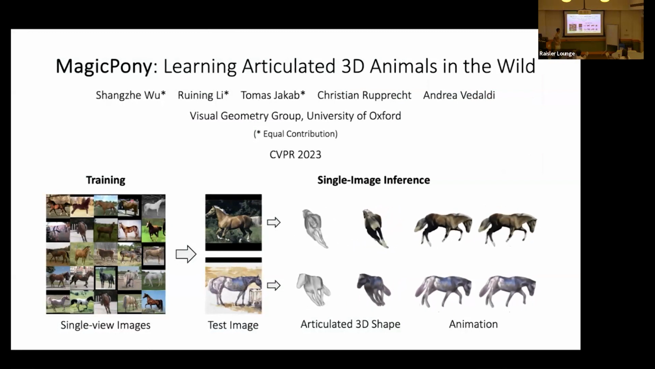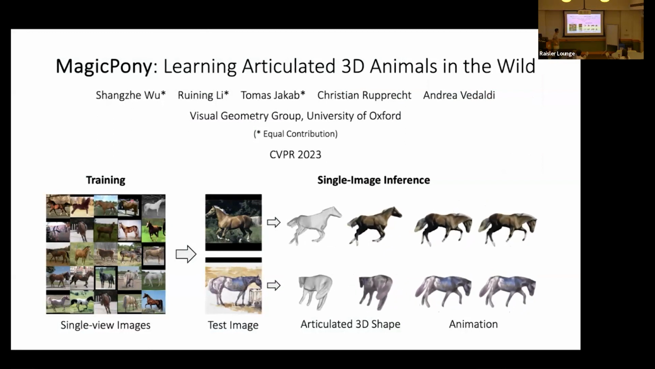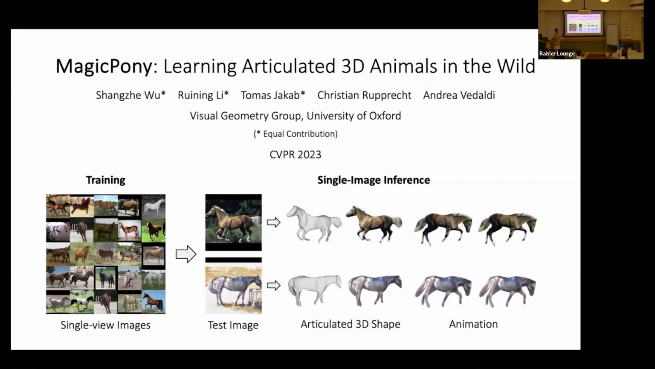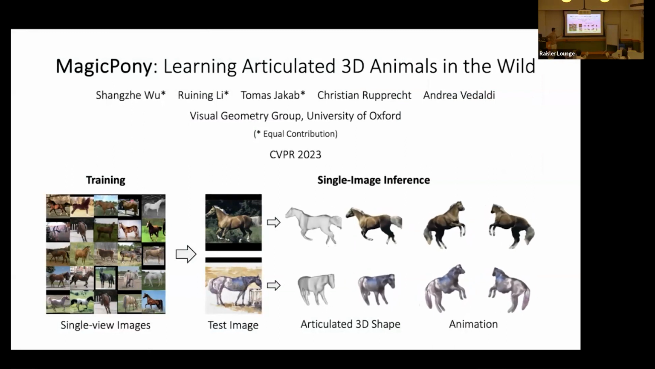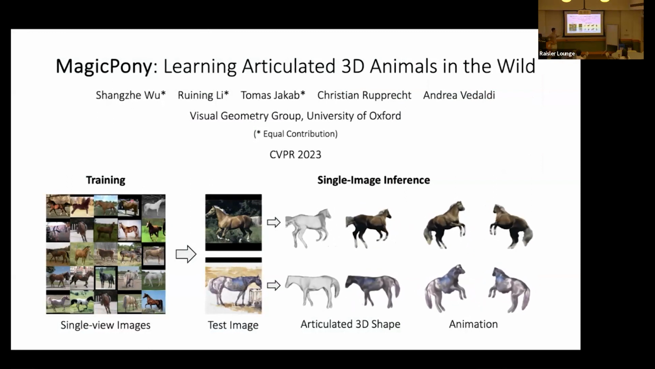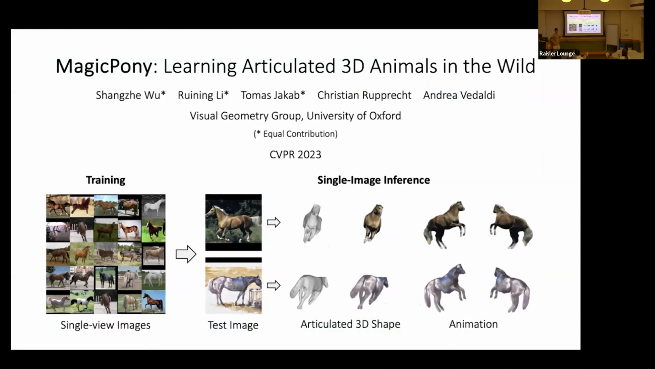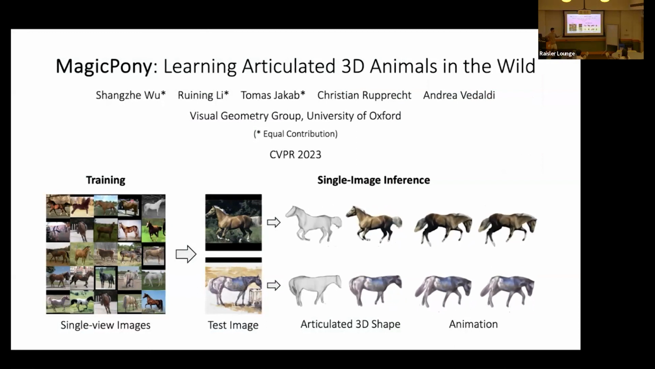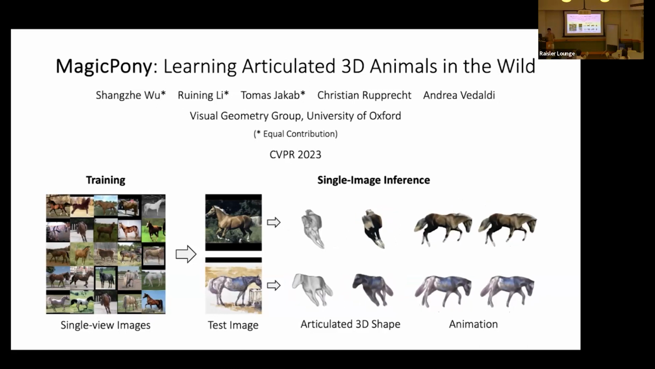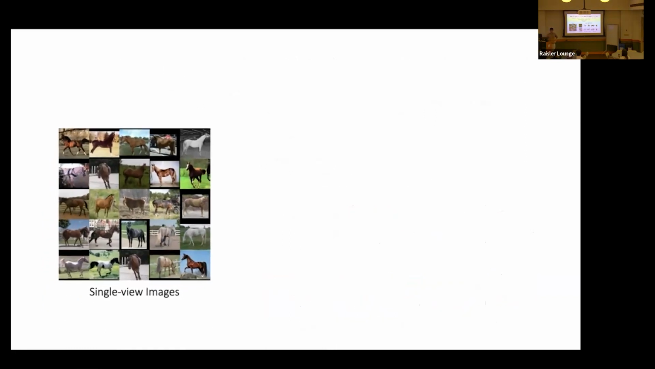The setting is very similar to the previous one, but now it's much more complicated. You would have single view images of these animals. In this work we focused on one single category first. From these single view images, you would want to train a model that at test time, given just a single image, is able to infer all these articulated 3D shapes and start animating them in 3D in a feed-forward fashion. So there is no optimization in this inference process.